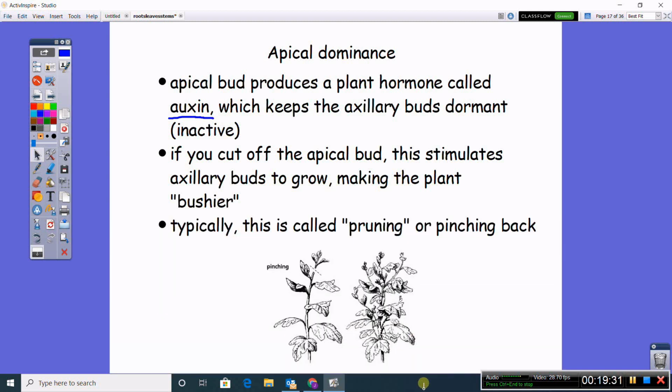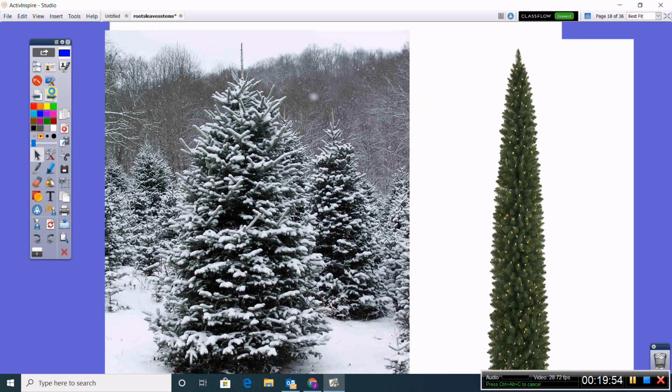So typically this is called pruning or pinching back. If this plant's kind of tall and spindly, and we wanted it to become more full, we would cut that apical bud off, and in the time it takes for that apical bud to grow back, the axillary buds would be active and producing more leaves, which will make the plant look fuller.